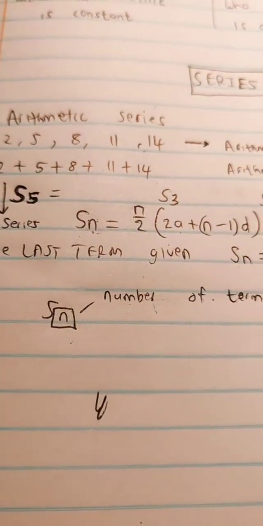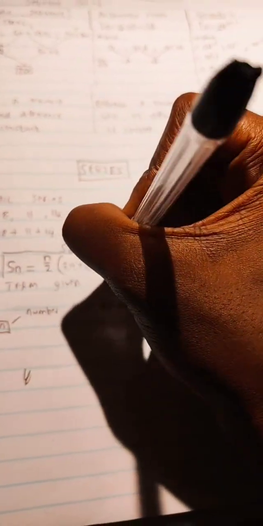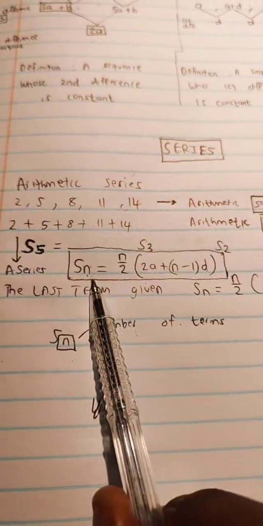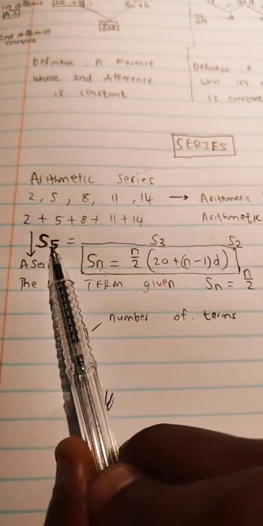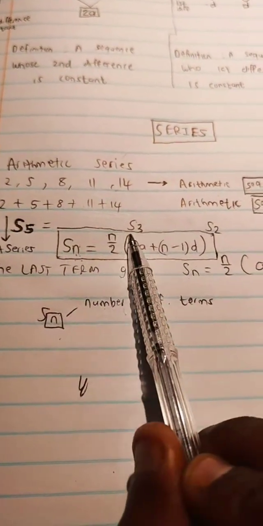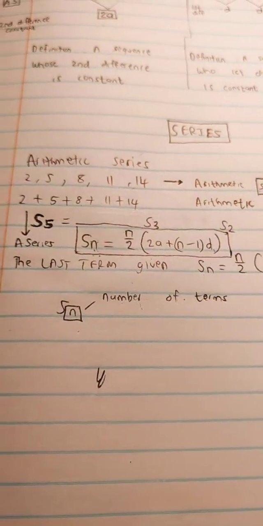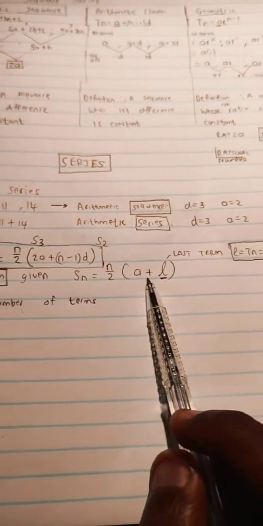I'm going to do the example practically so you can see what I mean. But I need to first sensitize you that the formula we use is also available in the formula sheet that you get when you are writing exams. The sum of n terms is equal to n over 2 into 2a plus n minus 1 d, close bracket. If you happen to have the last term of a particular series, then you can use this short form of the formula.